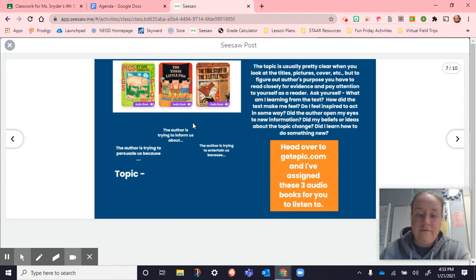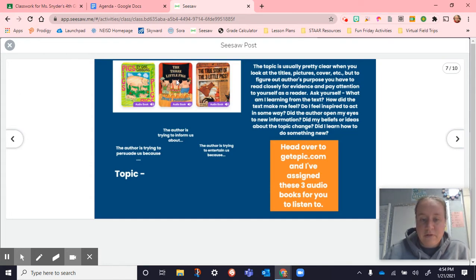So we broke off into groups, and this first book right here, they headed over to Epic, and this was an audiobook that they listened to. It started giving them all kinds of facts about pigs: how they live, what they eat, what they look like, all things about pigs. So we decided that one was right here. They were trying to inform us about pigs.